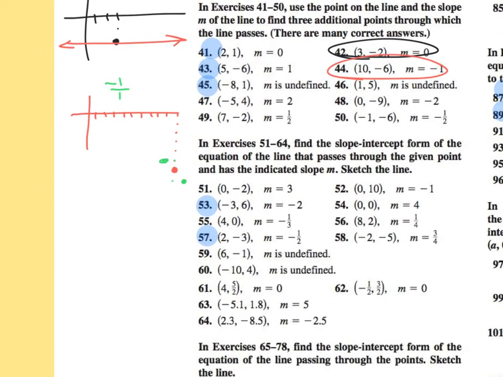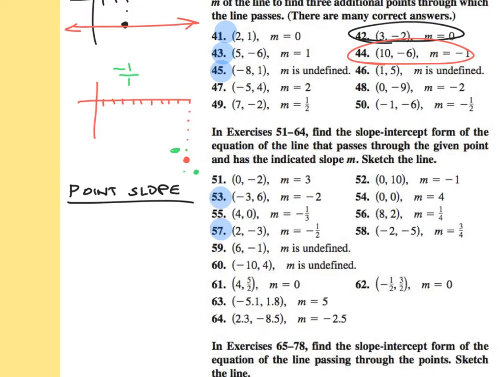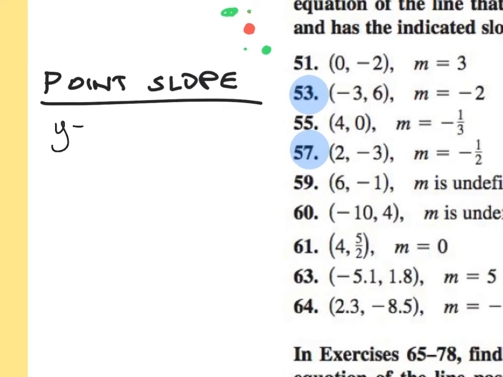Then the next section says to find the equation of the line with this information. So you have a couple of options here. One is using point slope. That's the last of the different types of formulas that you need. So we've got slope-intercept, we've got standard, and you've got point slope. Point slope is y minus y1 equals m times x minus x1.